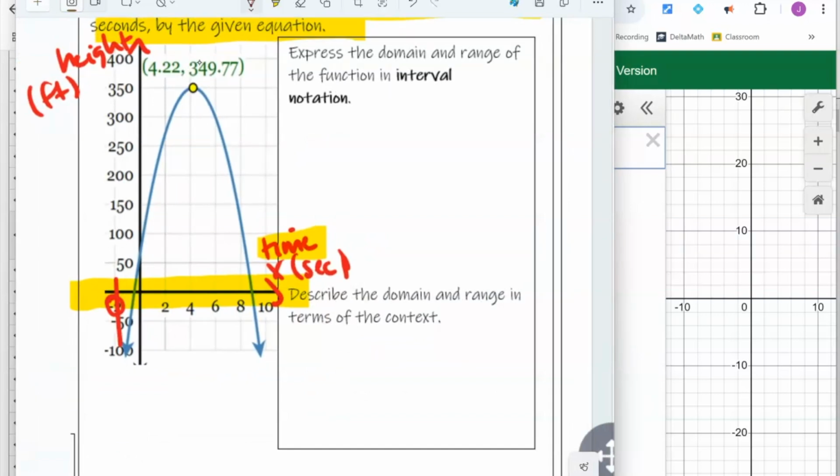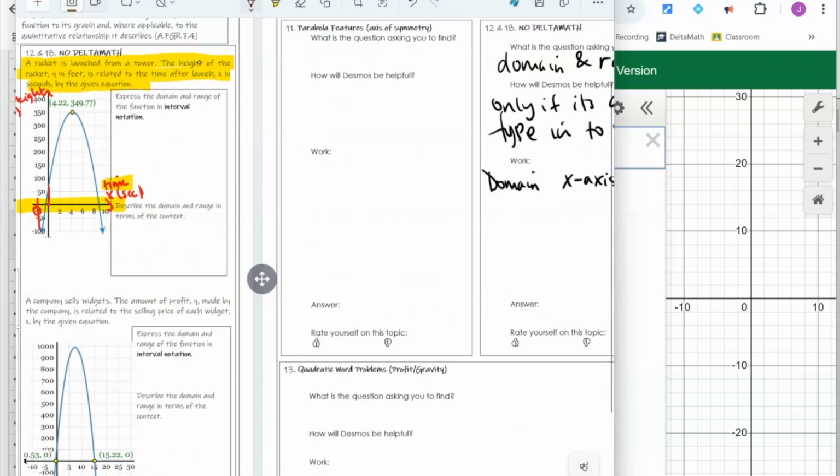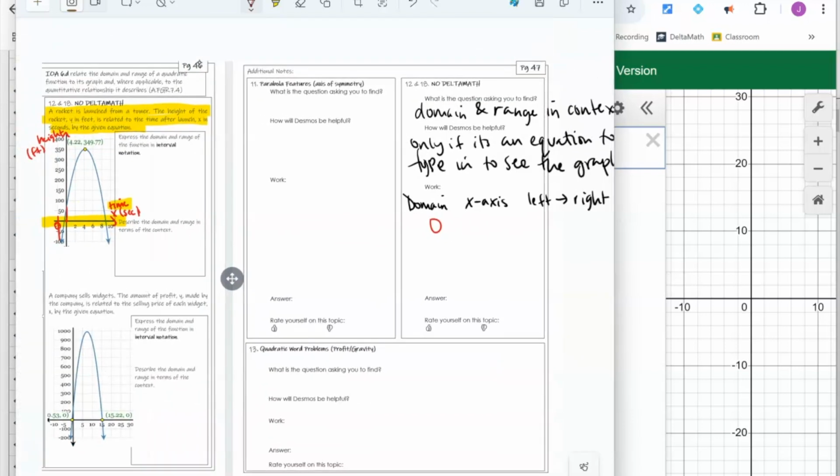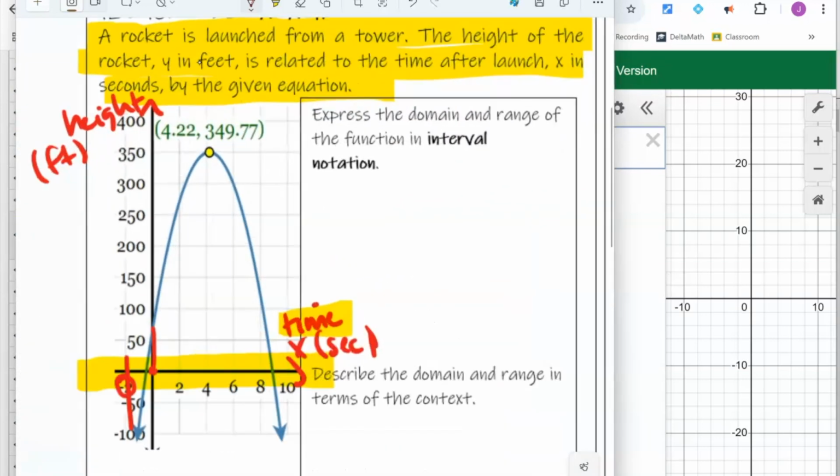You just have to think through it. All right, so my question is, can I have 0 time? Yes, and there is a graph at 0. Therefore, my domain can start at 0, okay? So it's from left to right. All right, how far can my domain go?